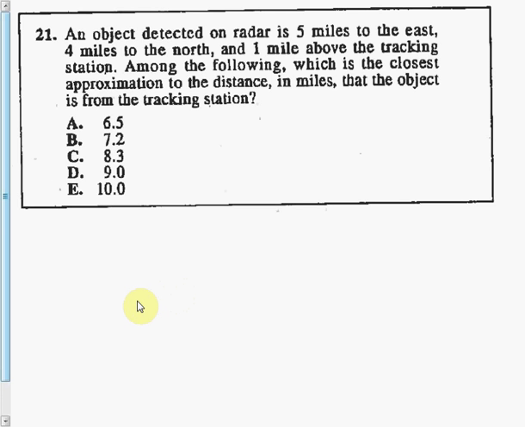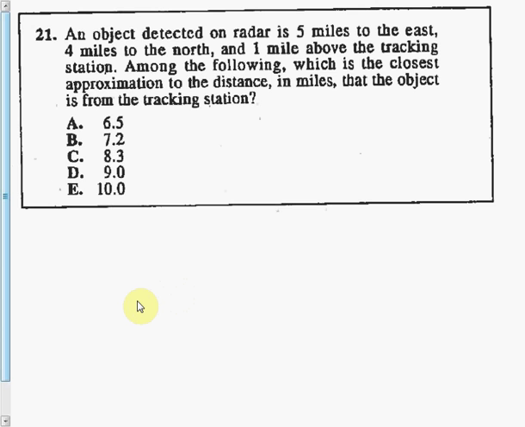Look at this problem here. An object detected on radar is 5 miles to the east, 4 miles to the north, and 1 mile above the tracking station. Among the following, which is the closest approximation to the distance in miles that the object is from the tracking station.